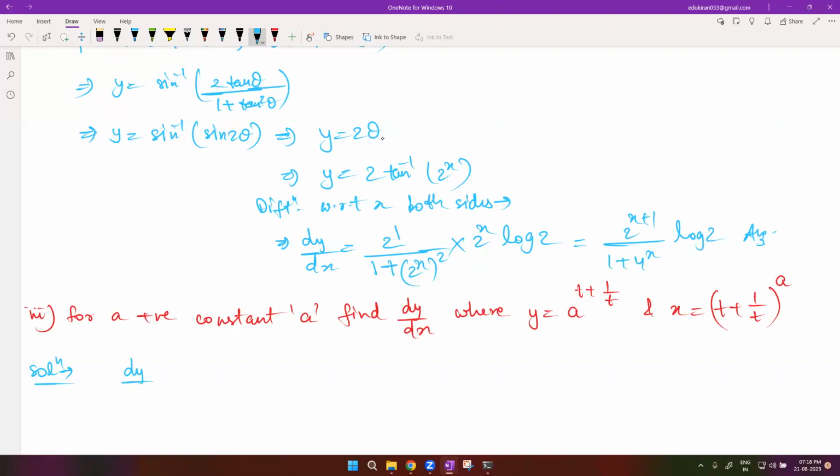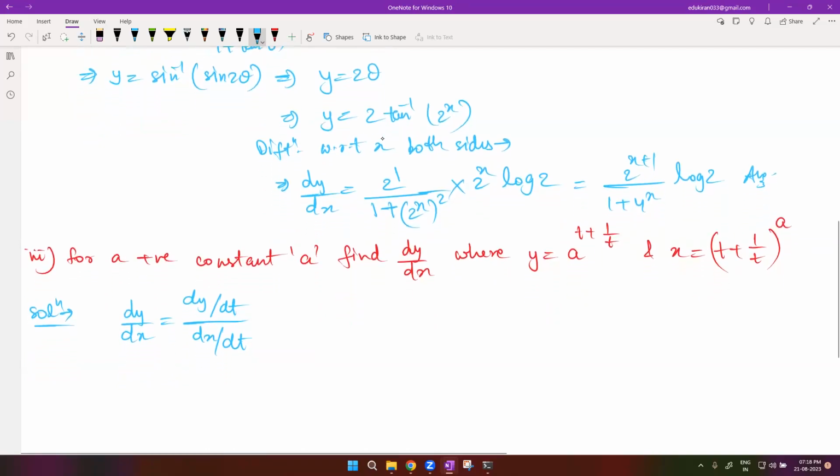What would be dy by dx? Sorry, dy by dt. First of all, how can we calculate dy by dx? Can we calculate dy by dx directly here? No, because y and x do not have a direct relationship, right? So we calculate dy by dt and dx by dt. Correct. We need to find these two things and then divide them, so that dt gets cancelled out and we get dy by dx, right? So let's find out dy by dt and dx by dt now.